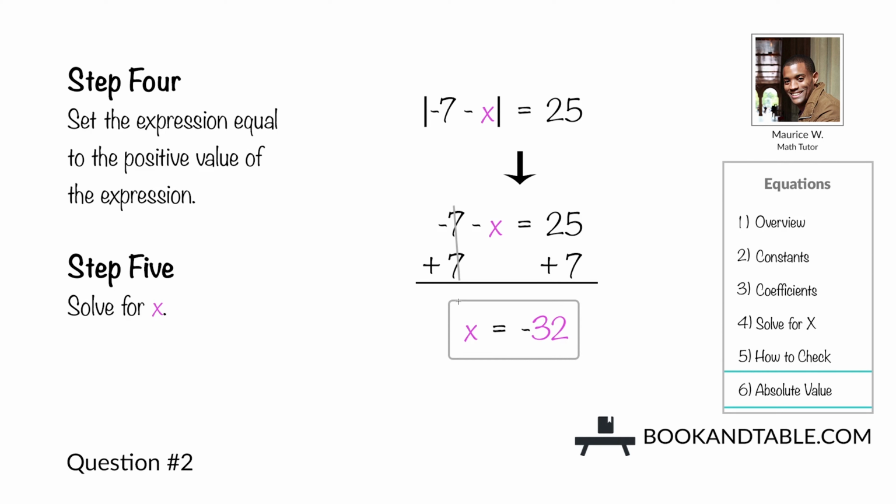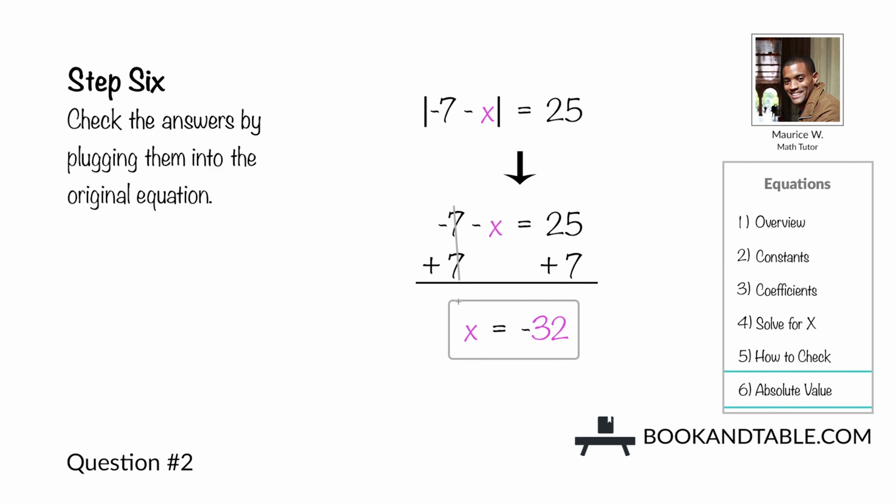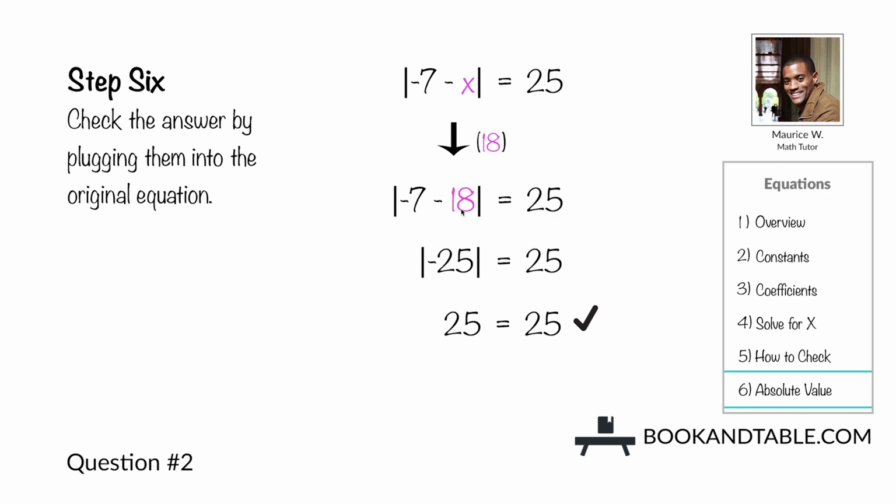All right, so now the last step, step 6, check the answers by plugging them into the original equation, which is the absolute value of -7 minus x is equal to 25. -7 minus 18 will give us -25. The absolute value of -25 is +25. So we confirm that 25 is equal to 25, the value on the right side, thus also confirming that x is equal to 18. So this answer is correct.